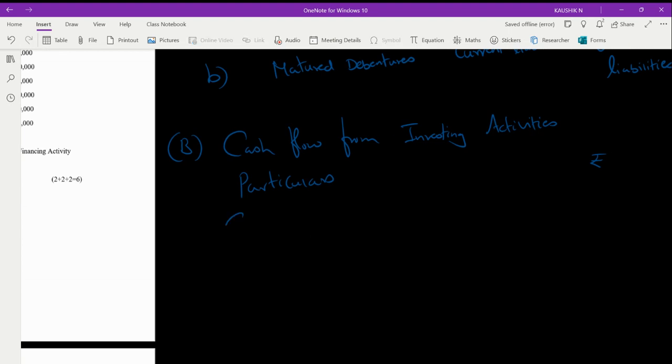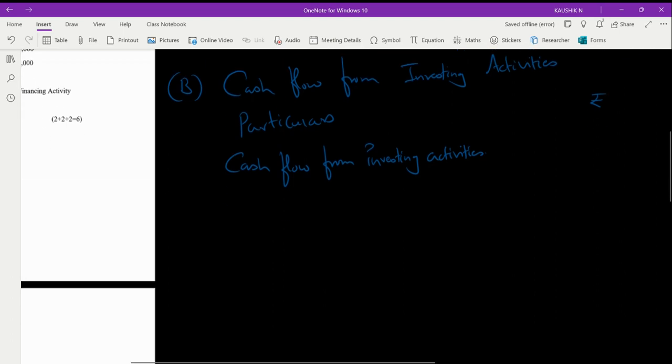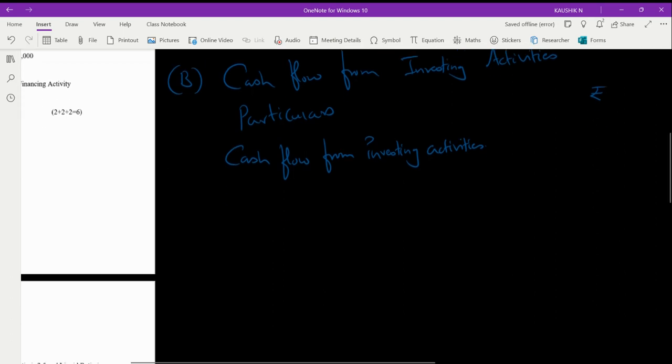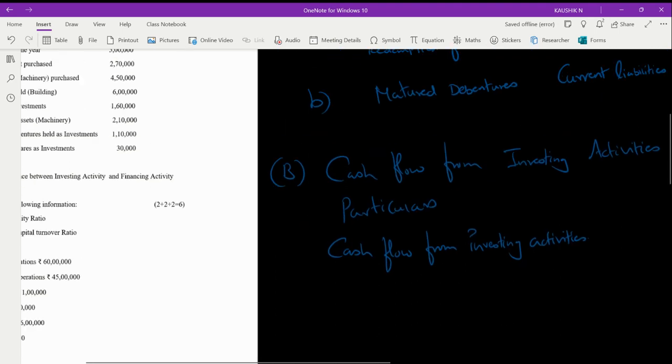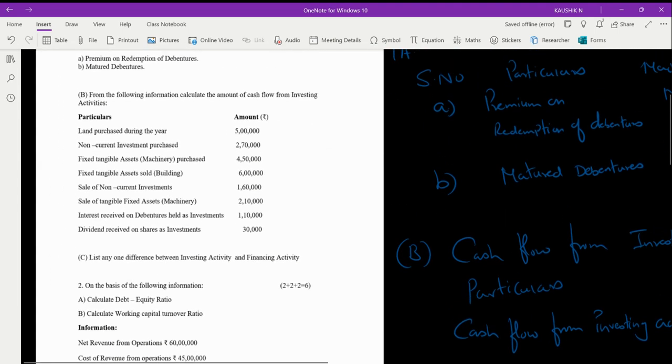Very good. So particulars first, what do you write? Here also you write the heading: Cash flow from investing activities. Inflow is one category, outflow is another category. So what I'm going to do is first let me clear it here itself, which are all inflow, which are all outflow. So I will be able to locate it easily.